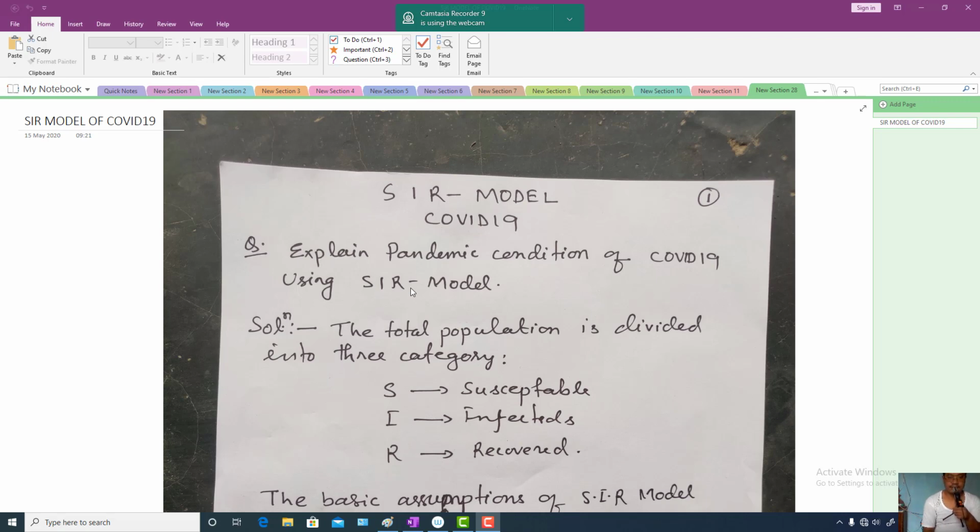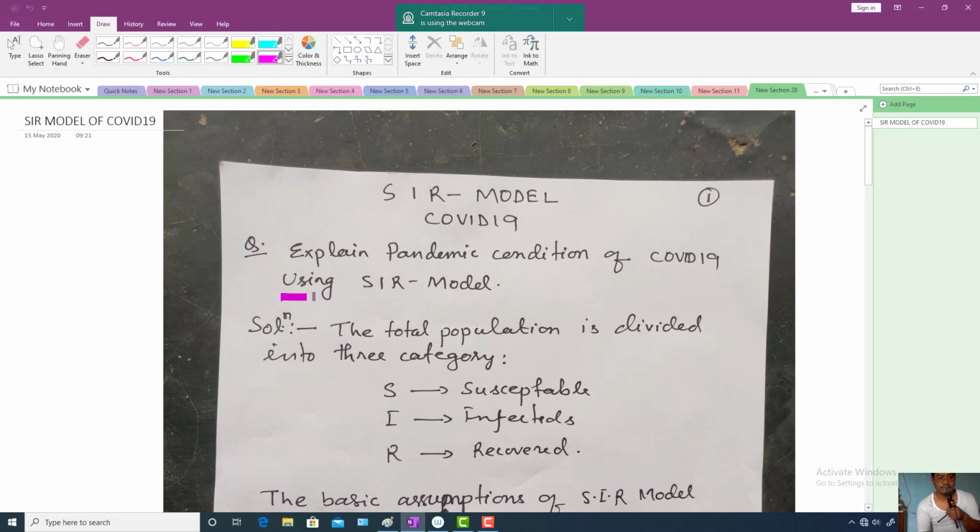The hot topic of today is COVID-19. It's a pandemic condition. Mathematically, we will explain the pandemic condition of COVID-19 using the SIR model. There are lots of models, so we will be studying this SIR model.